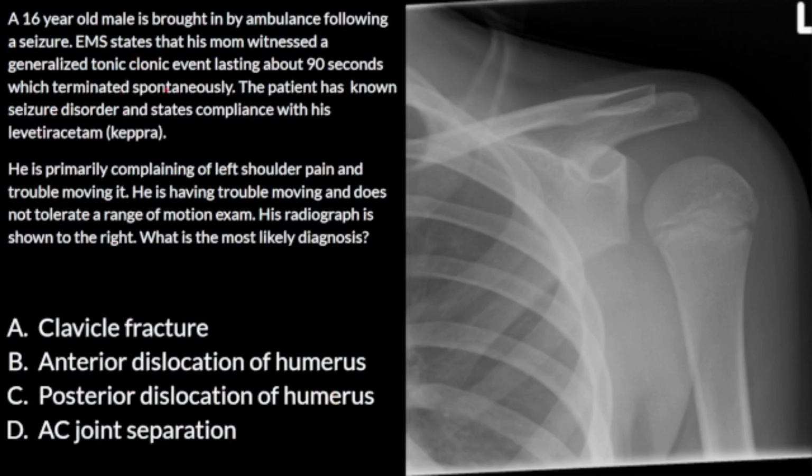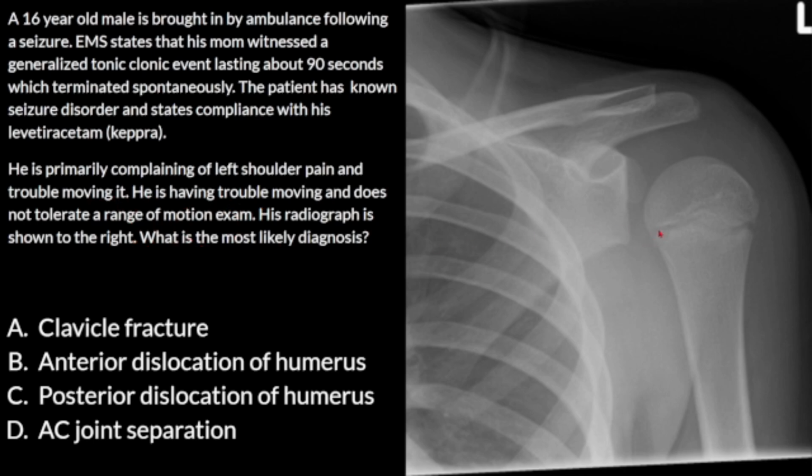All right, a 16-year-old male is brought in by ambulance following a seizure. EMS states that his mom witnessed a generalized tonic-clonic event lasting about 90 seconds, which terminated spontaneously. The patient has known seizure disorder and states compliance with his Keppra or levetiracetam. He is primarily complaining of left shoulder pain and having trouble moving it. His radiograph is shown to the right. What is the most likely diagnosis?